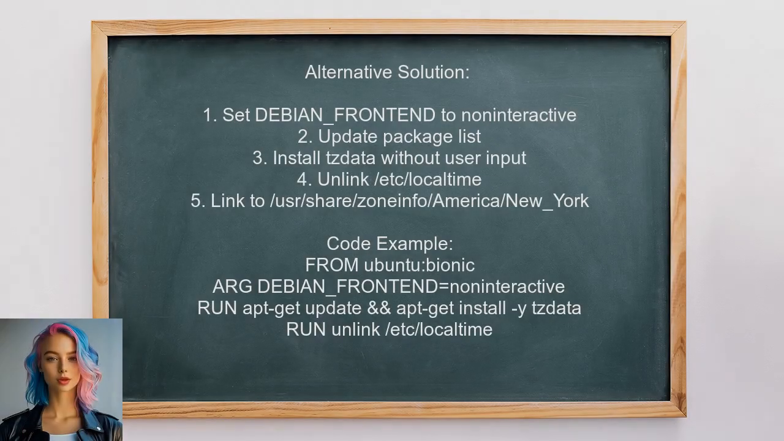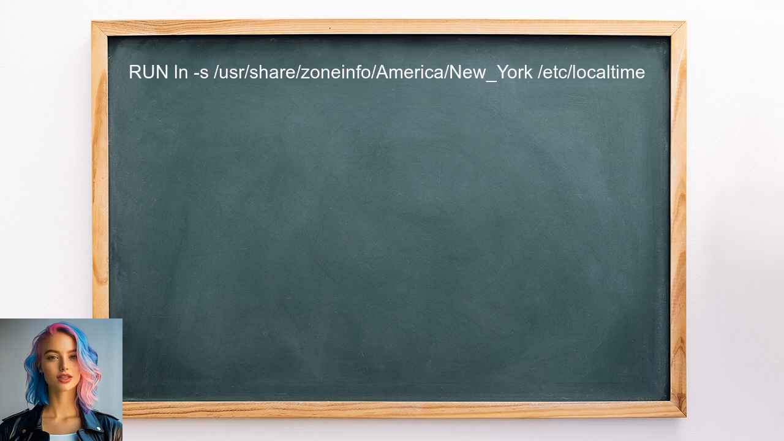An alternative solution provided by another user involves setting the environment variable Debian frontend to non-interactive. They suggest using a Docker file format, starting with the Ubuntu Bionic image. First, update the package list and install tzdata without user interaction. Then, unlink the existing local time and create a symbolic link to the desired time zone.